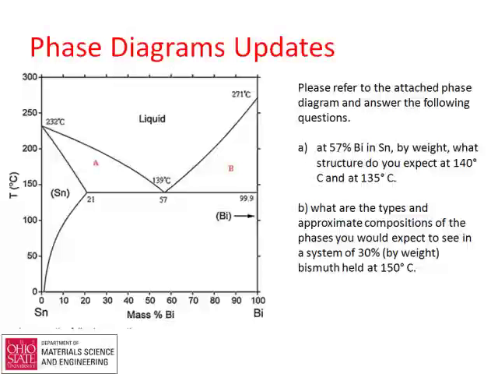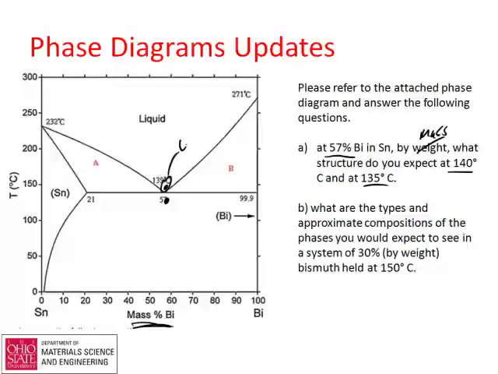For A, I said you're at 57% bismuth by weight. This is by weight or by mass. I should probably say by mass myself. What structure do you expect at 140 degrees C and 135 degrees C? So 140 degrees C. So this was chosen. So this is 57% here. Here's 139 here. So the idea was 140 is just above this, and 135 is just below this. And so what we're looking for is just above.